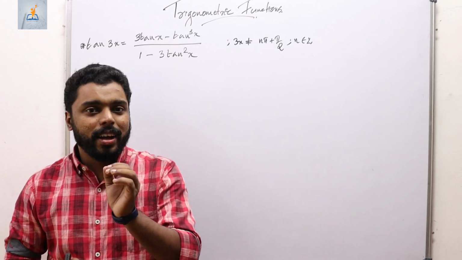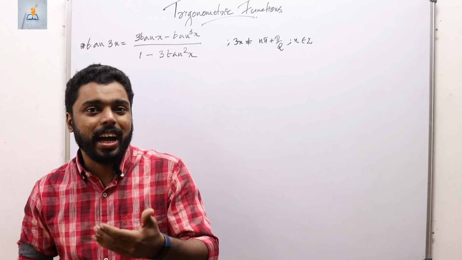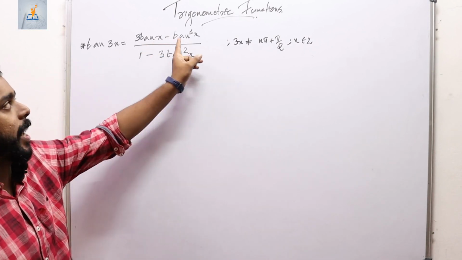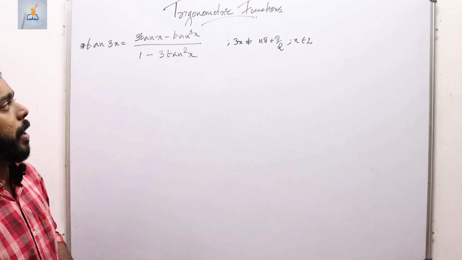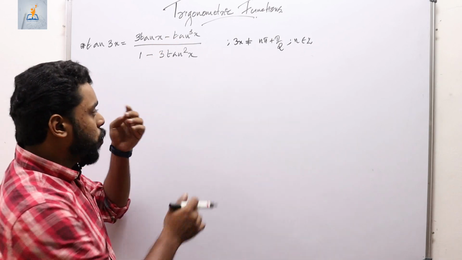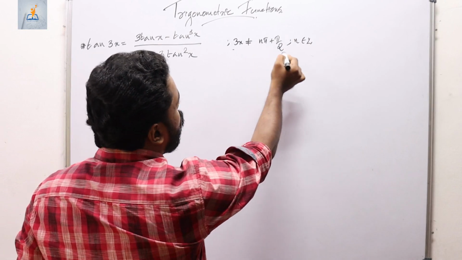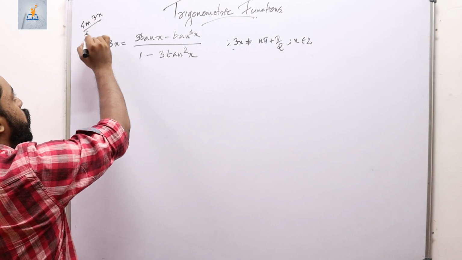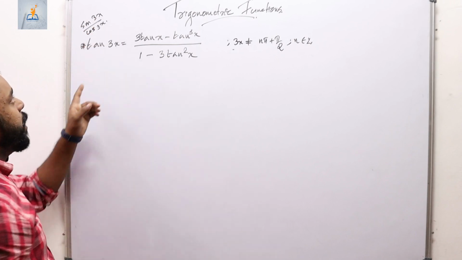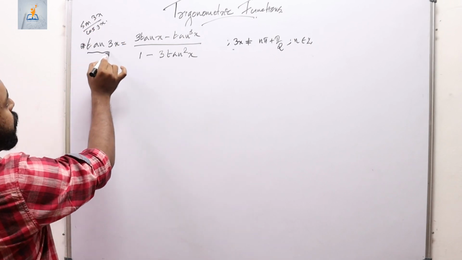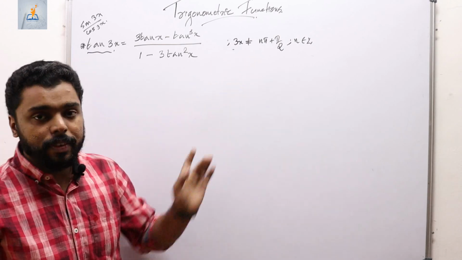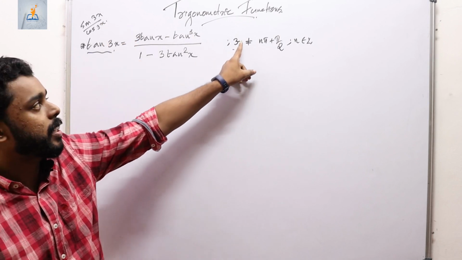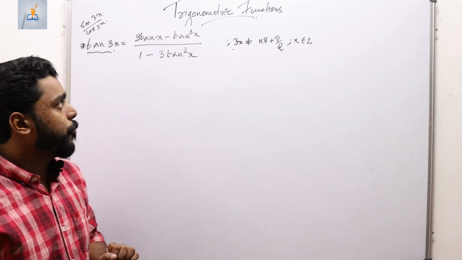Now we shall derive the identity for tan 3x. As you can see, tan 3x is given by 3 tan x minus tan cube x divided by 1 minus 3 tan square x, where you can note that 3x must not be equal to odd multiple of pi by 2, because tan 3x is nothing but sin 3x by cos 3x, and cos 3x must not be equal to 0 for the definition of tan 3x, isn't it? So that's why we give that restriction. See, 3x is the angle here. That's why we get 3x not equal to odd multiple of pi by 2.